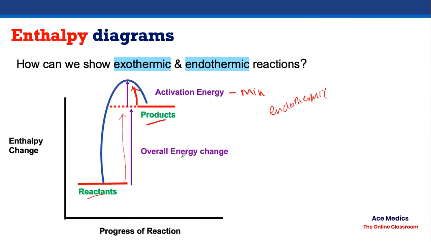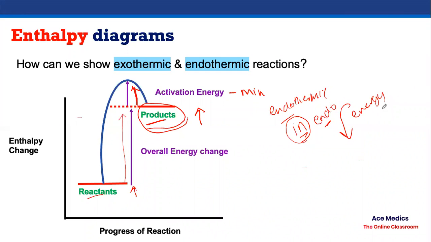How is it showing an endothermic reaction? It's showing an endothermic reaction because the products have more energy. So the products are higher up on this graph than the reactants. So the products have more energy than the reactants. And remember, we said endo, in, yeah? Endo and in both have N in them. So you're taking in that energy, you're absorbing energy.